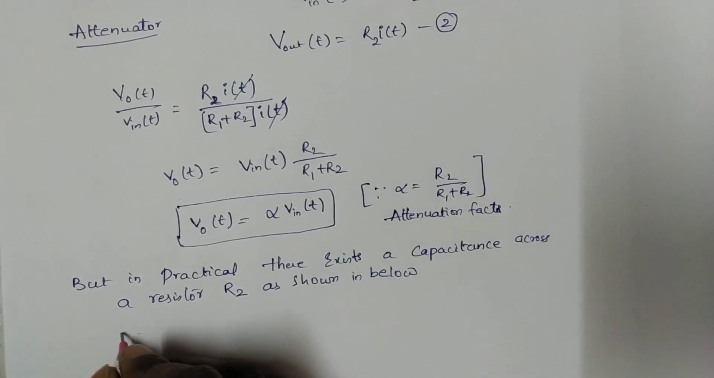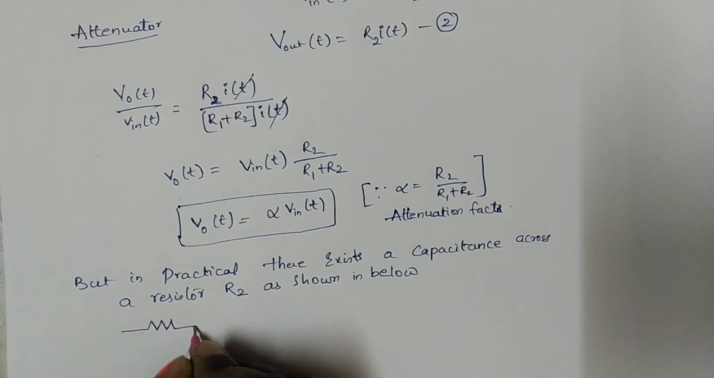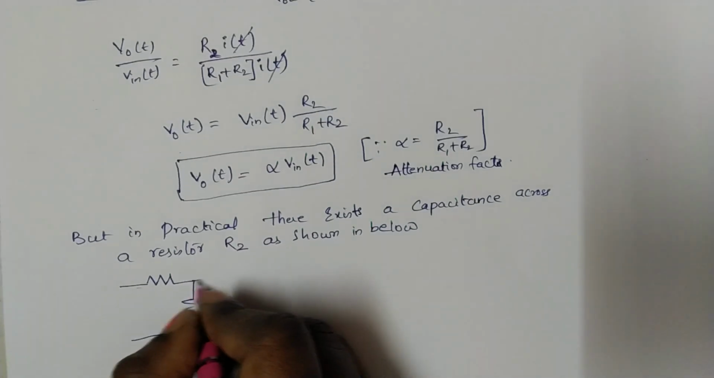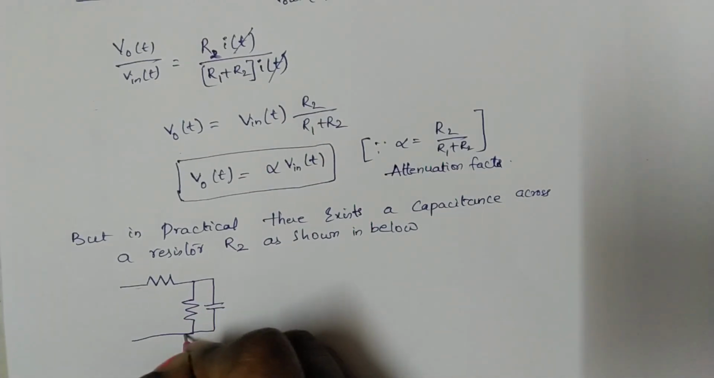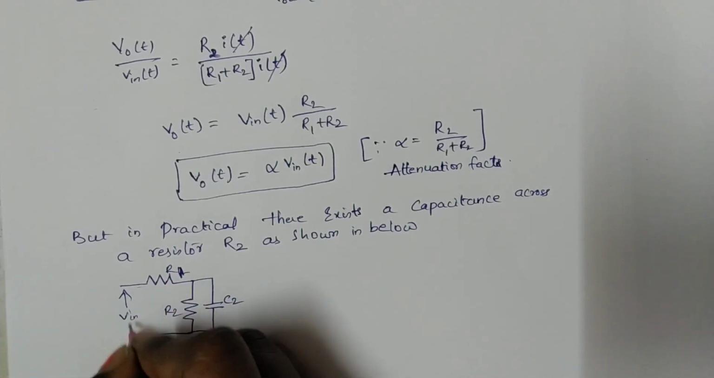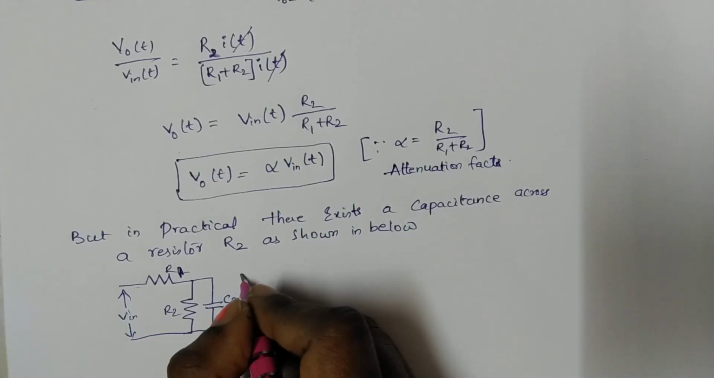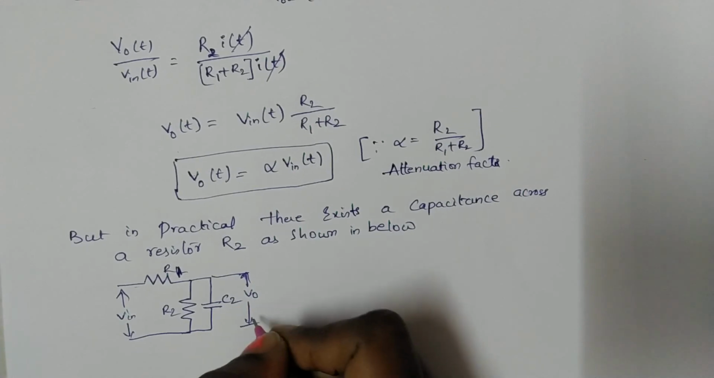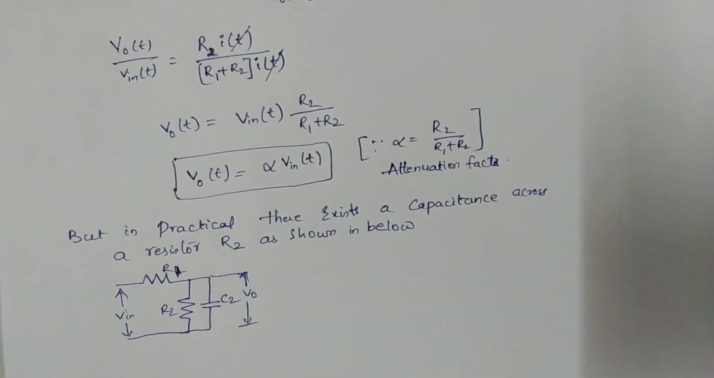It will be represented like this: resistor R1 and resistor R2, and we will have a capacitor C2 across R2. Here I am applying the V input voltage and I am collecting the output across R2. Here C2 is called a stray capacitance. It is mainly used to reduce the loading effect.